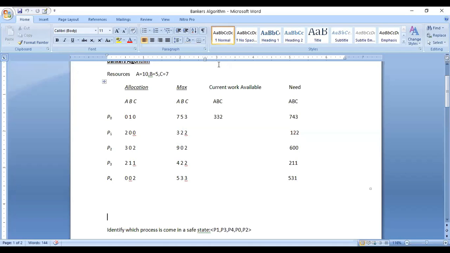For example, take some resources, that is A, B, C. A contains 10 instances of that particular A resource. B is equal to 5, so 5 instances of B resource, and C is equal to 7, 7 instances of C resource. Instance is nothing but, for example, A is a printer. A resource type is printer. So 10 printers of that resource. A resource can contain 10 printers. That's why they are instances of that resource.